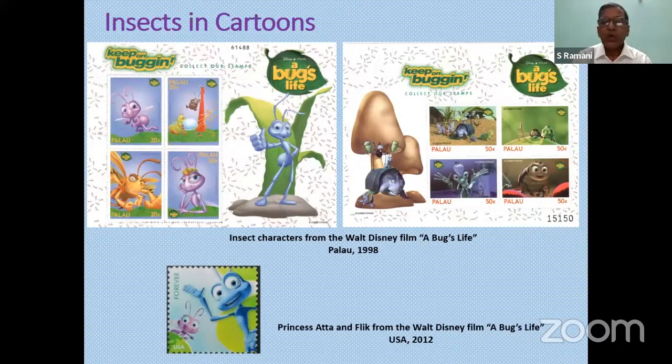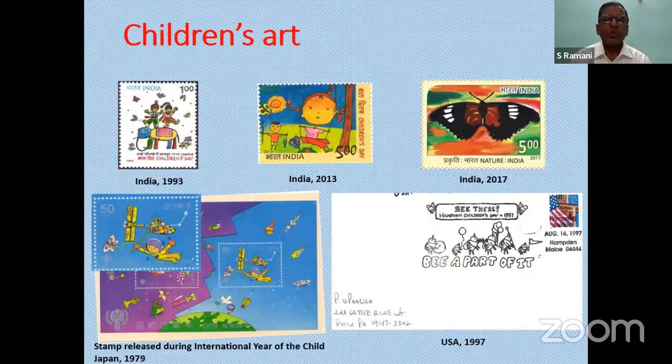In children's art also, you have stamps which have been produced. As you can see, most of the Indian stamps that you can see, for example, Children's Day, children's art is used here. And you can see here two butterflies. You can see here some butterflies which are featured. Here is Nature India, where a butterfly, which has been painted by a child, has been used in the stamp.